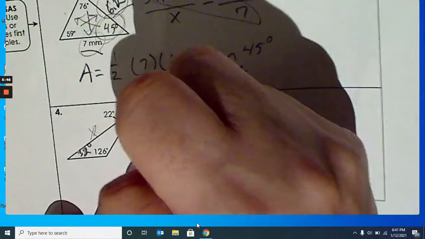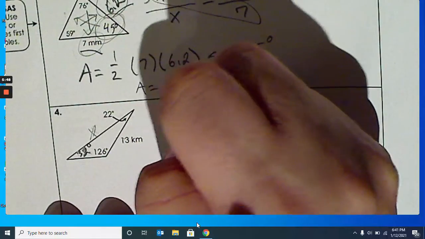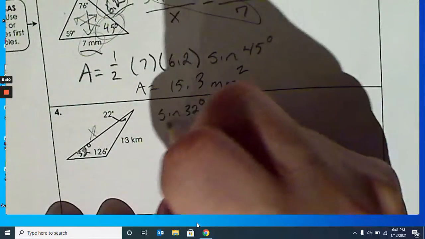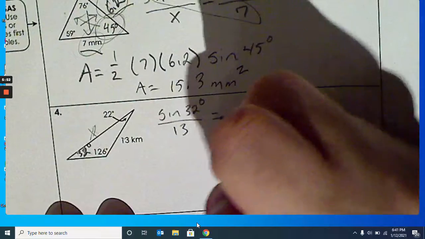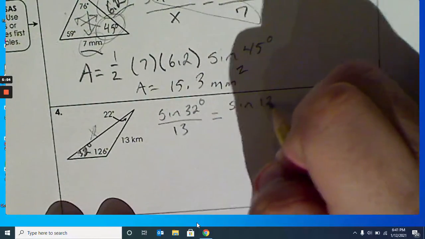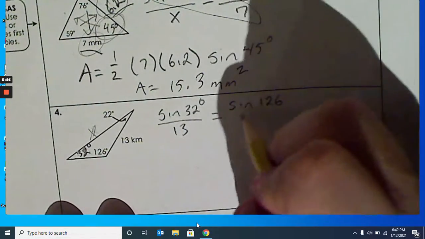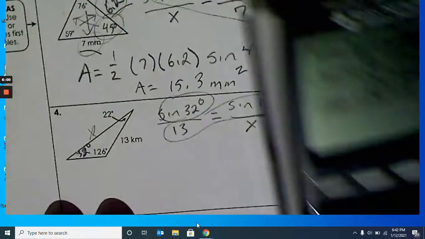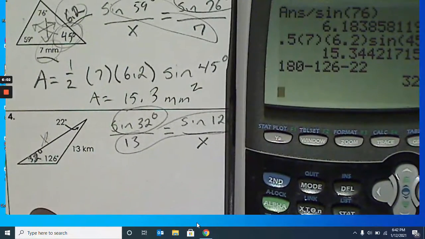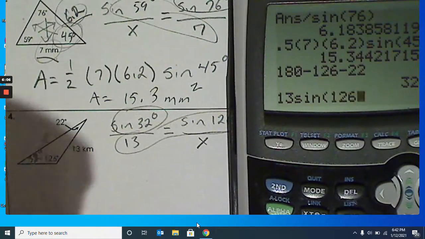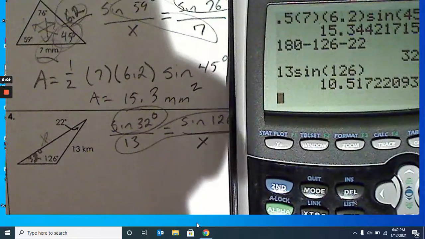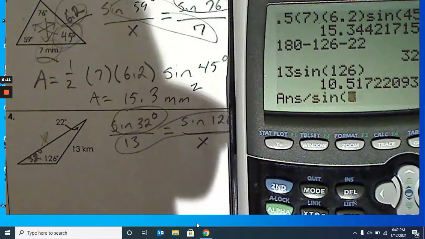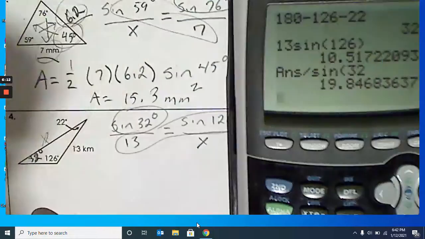So if I do that, I do sine of 32 degrees over 13 is equal to sine of 126 over X, cross multiply and divide. 13 sine 126 divided by sine 32 is about 19.8.